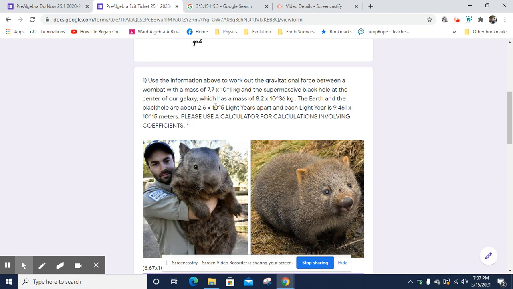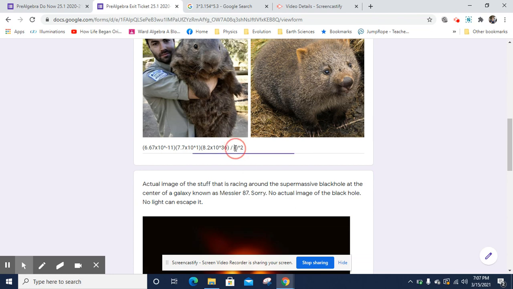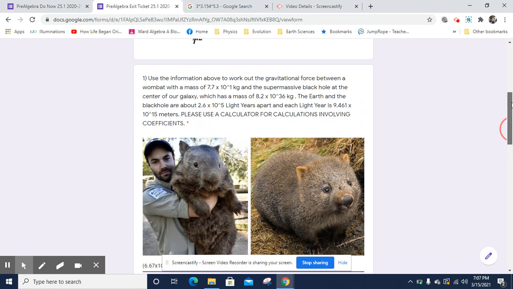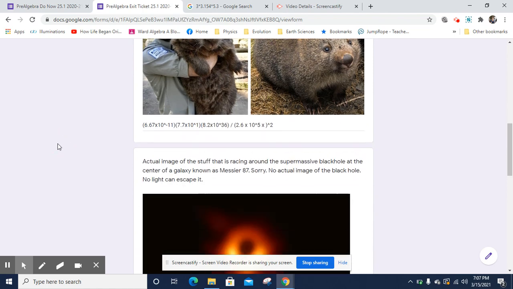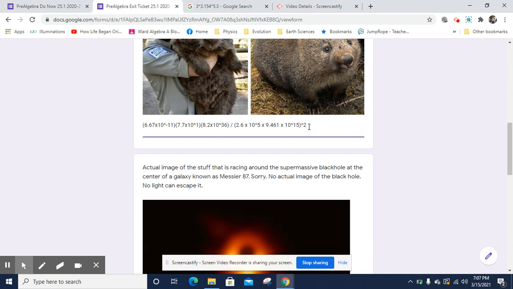So we got to take the number of light years and multiply it times the number of meters. So we're going to take 2.6 times 10 to the 5th light years and put that into the parentheses. Okay, and then we've got to multiply that times the number of meters in a light year, 9.461 times 10 to the 15th meters. Okay, and that, of course, is squared.